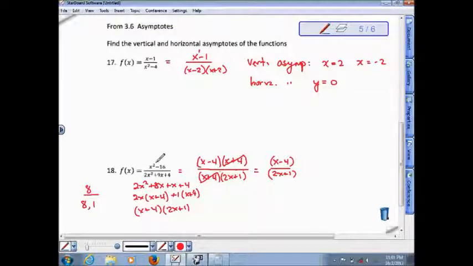So now what I wanted to show you here is these have equal degree. It's degree 2 over degree 2. So in that case, you take the ratio of the leading coefficients, which is 1 over 2. So the horizontal asymptote is the ratio of the leading coefficients, which is 1/2. Y equals 1/2. Now the denominator, because those canceled, this is the factor that produces a vertical asymptote. So it's x equals negative 1/2 for the vertical asymptote.